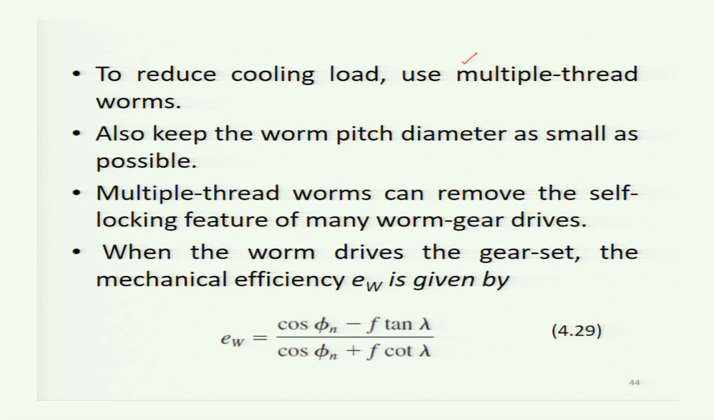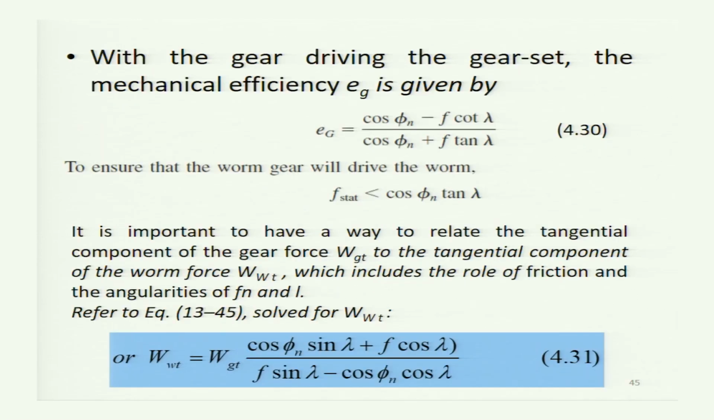When the worm drives the gear set, the mechanical efficiency EW is given by this formula. This we have already obtained. Then with the gear driving the gear set, the mechanical efficiency EG is given by this formula. To ensure that the worm gear will drive the worm, that means the driving is through the worm gear, the coefficient of friction under static conditions should be less than cos phi n and tan lambda.